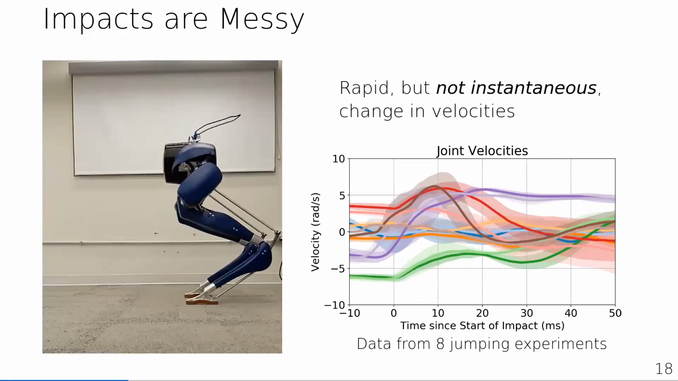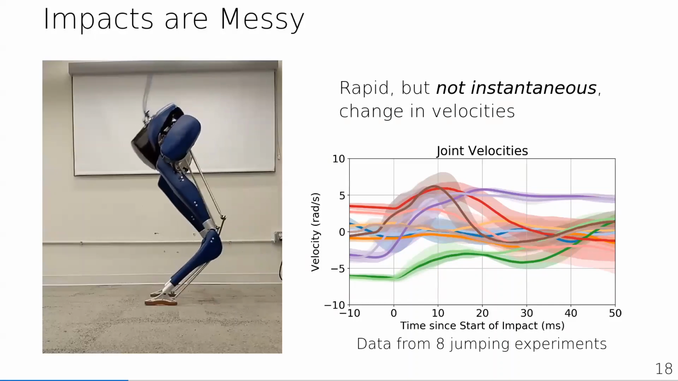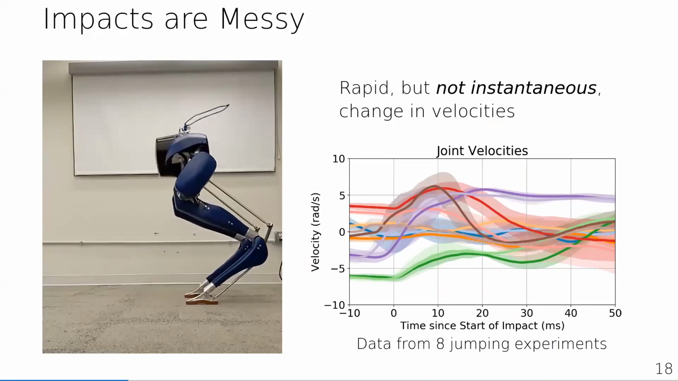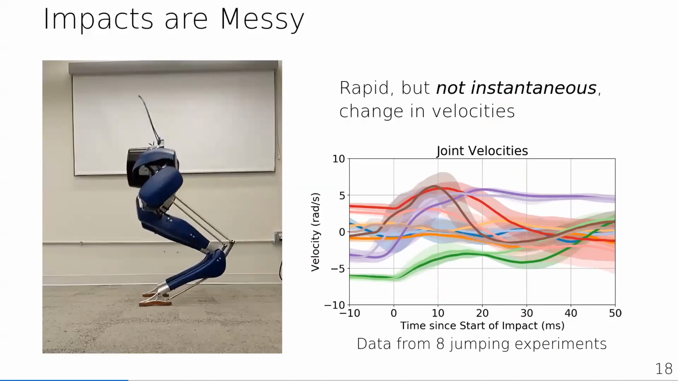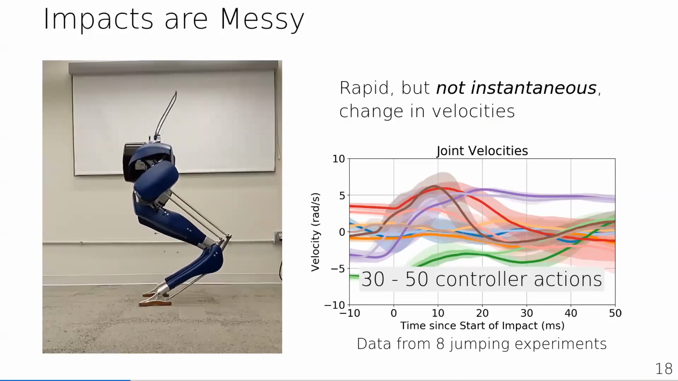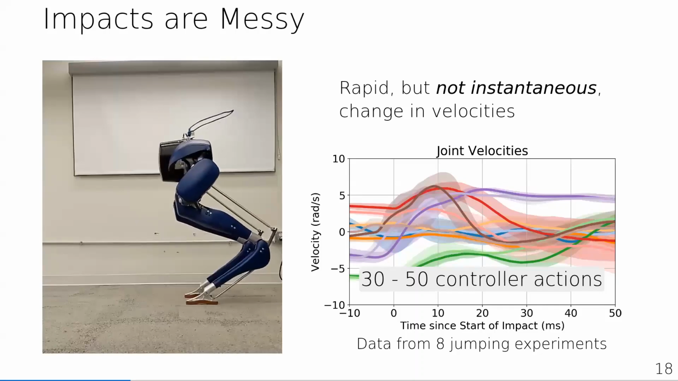And this plot is very heavily zoomed in. This is only 60 milliseconds of data, but shows that impacts take on the order of 30 to 50 milliseconds to resolve, which again, for our kilohertz rate controllers, is 30 to 50 controller actions, which can definitely destabilize the system.